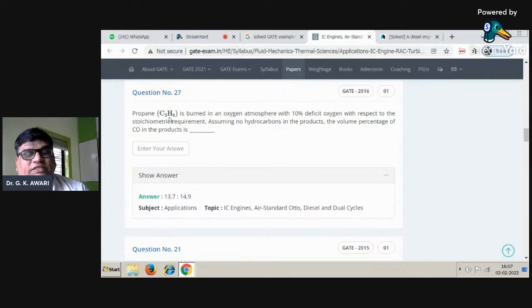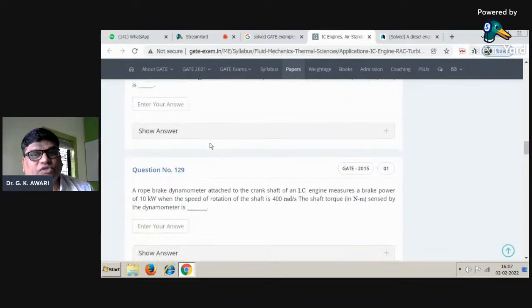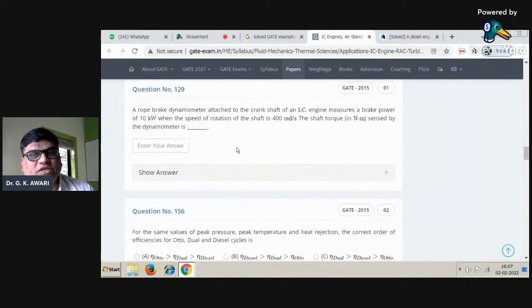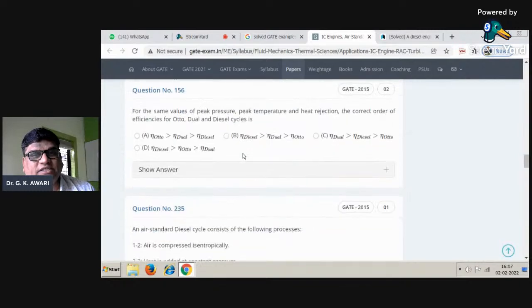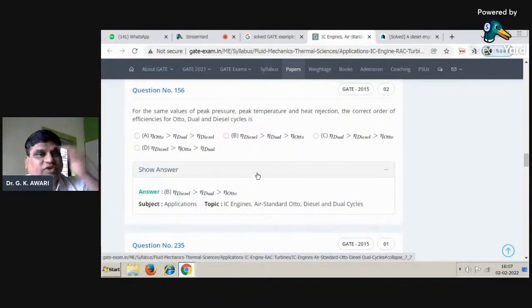Propane C3H8 is burned in an oxygen atmosphere with 10% deficit oxygen with respect to the stoichiometric requirement, assuming no hydrocarbons in the product. The volume percentage of the CO in the product is to be found. So here, this type of questions will be there. Okay, see what we have studied.